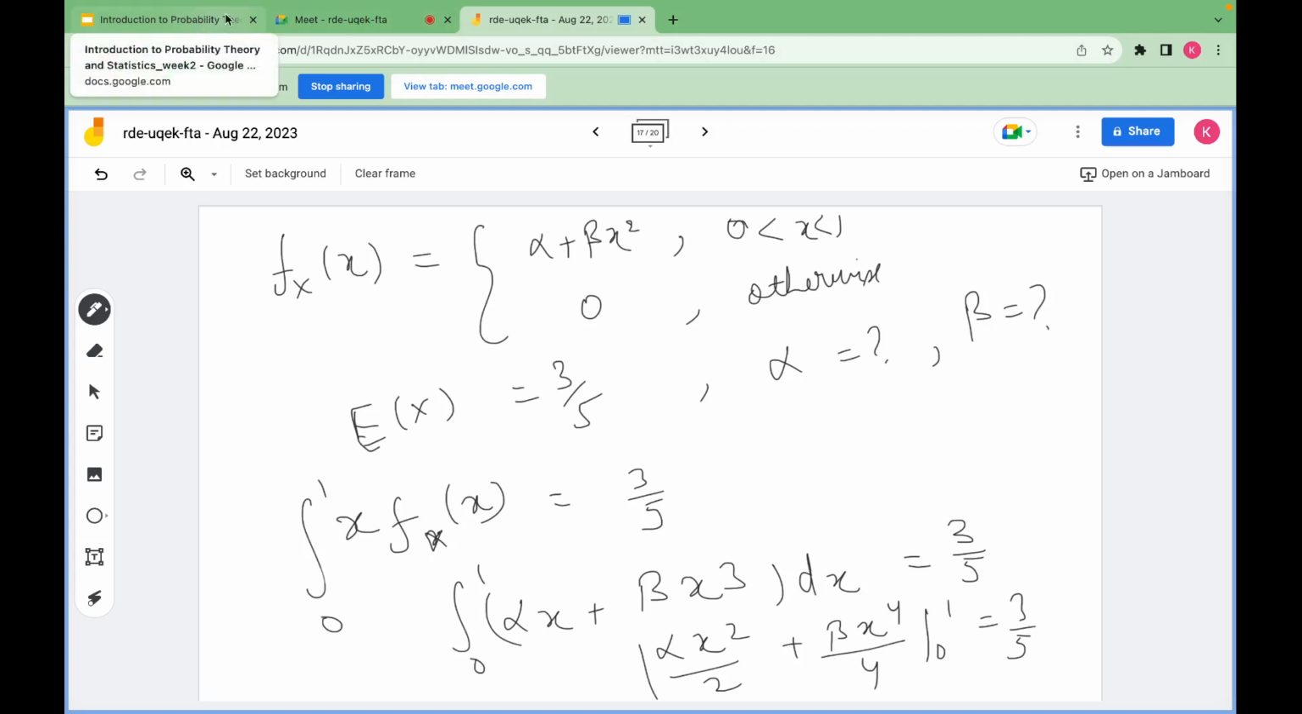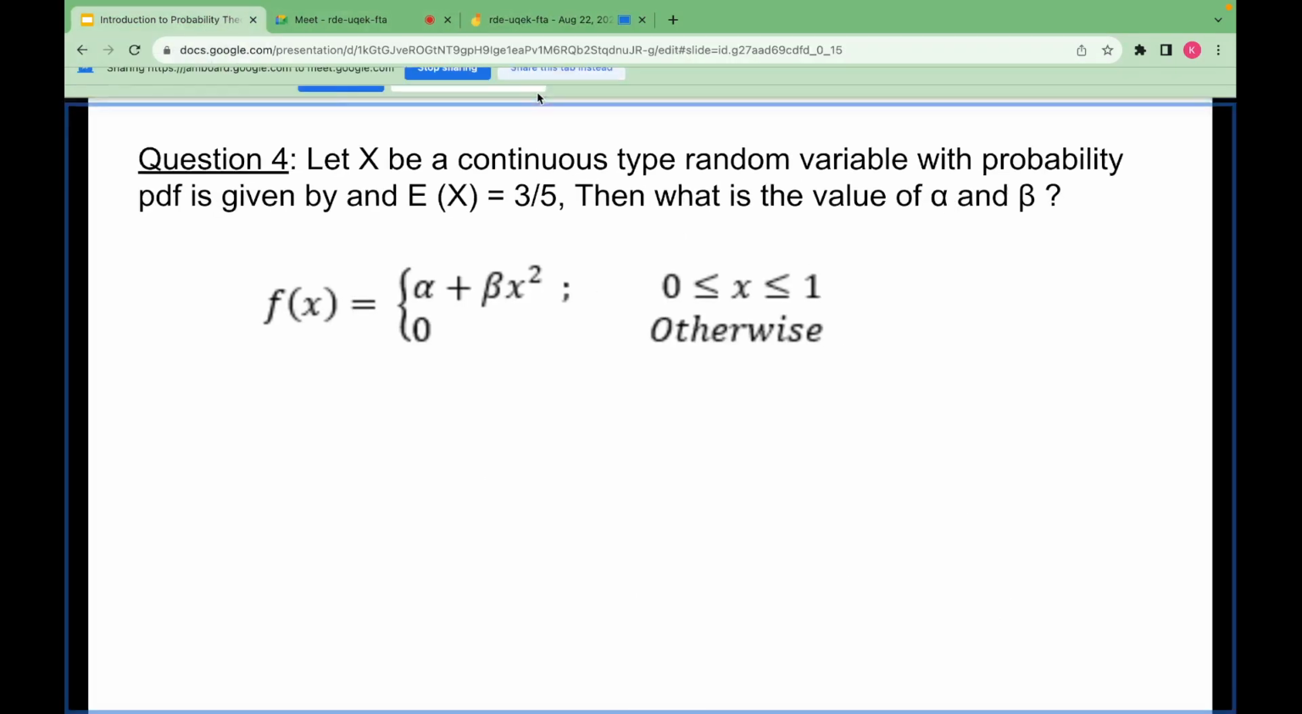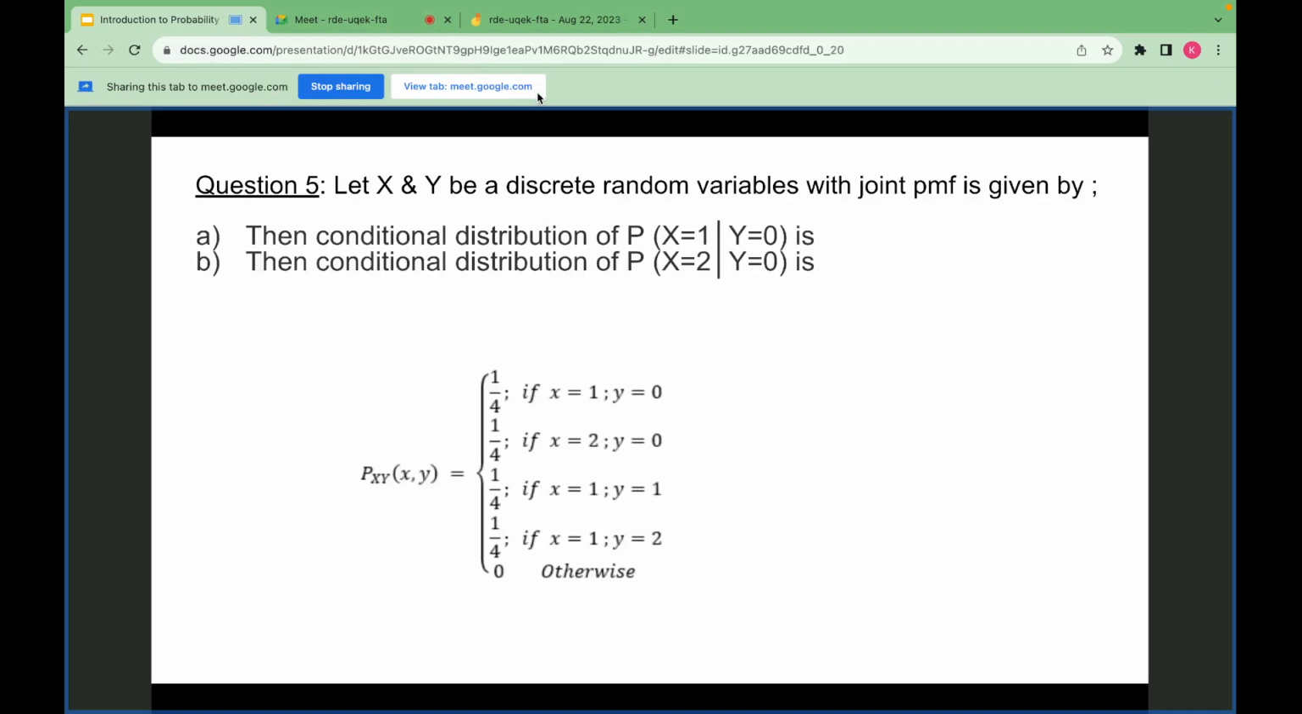So now we move to the next question. Here x and y are discrete random variables with joint probability mass function given in the expression, and then we need to find the conditional probability that x is equal to 1 given that y is equal to 0, and second is the probability that x is equal to 2 given that y is equal to 0.